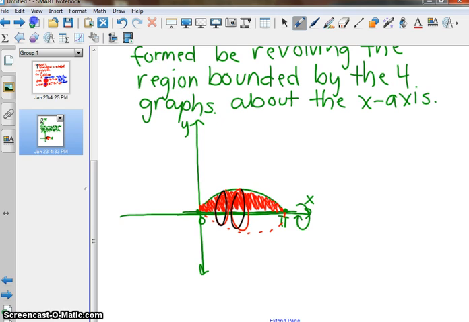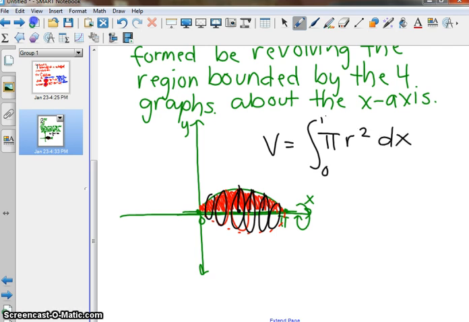We are going to stack a bunch of discs on top of one another. Here's the center of your circle. So if I take one, the radius of these circles is whatever the function value is. So if I want to find the volume, which is the integral of the area of the circle, it is pi r squared.